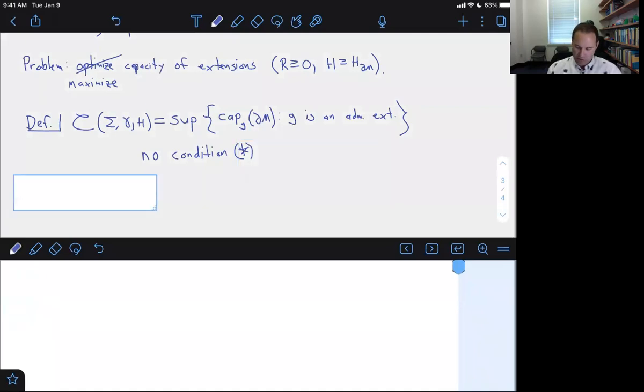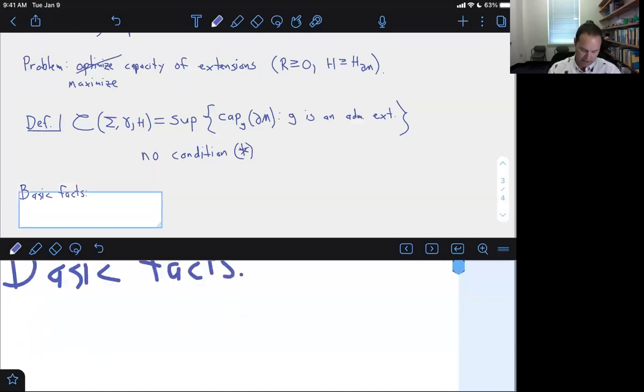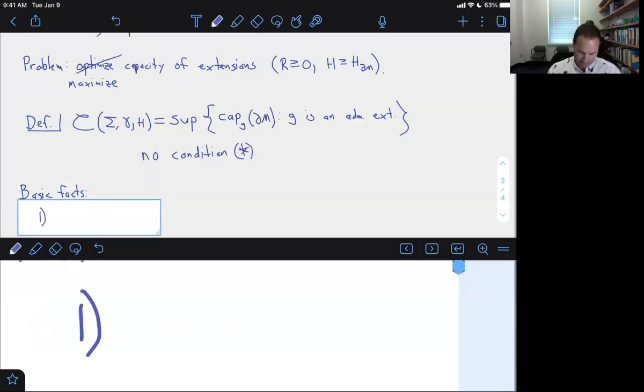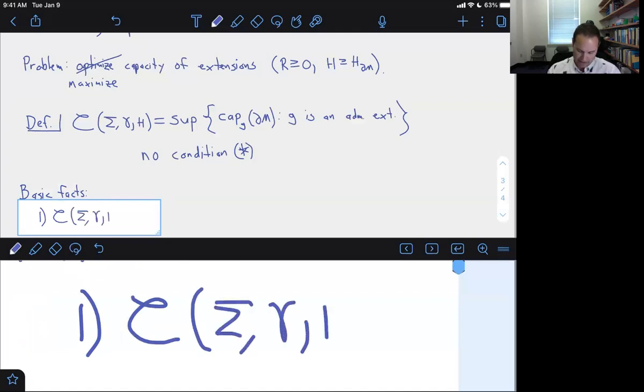Okay, so first of all, a couple of things are in order just to make sure this isn't a completely trivial thing to be talking about. So just a couple of basic facts. There are two ways I want to show this is non-trivial. The first one has to do with the fact that, just like with Bartnik mass, you want to make sure you're not taking an infimum over an empty set.